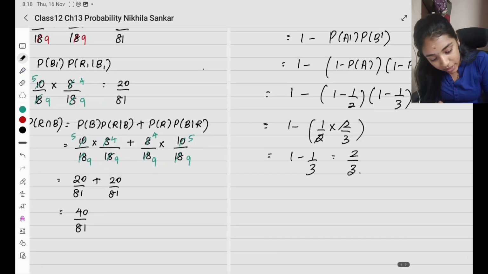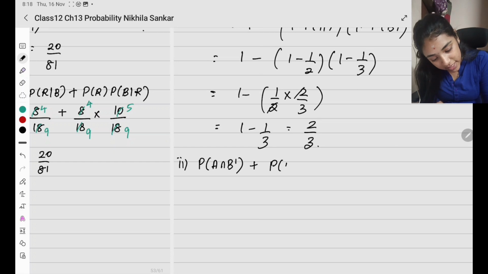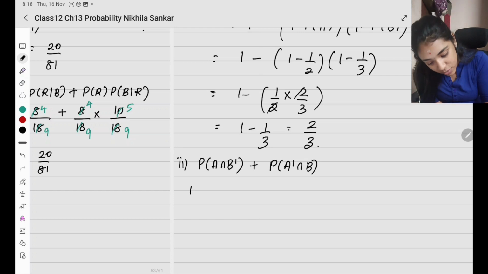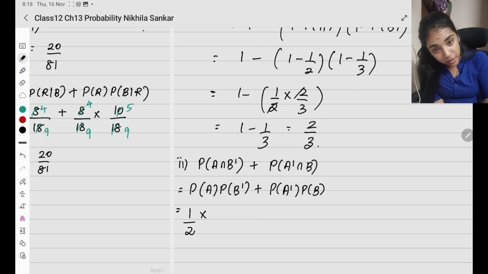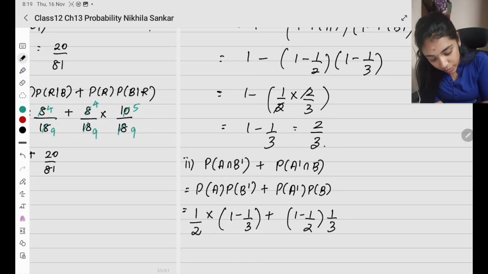So exactly one of them, what can we do? Exactly one of them is going to be probability of A solved but B did not solve plus probability that A did not solve and B solved. One solved, the other did not solve. So this is going to be probability of A times probability of B dash plus probability of A dash times probability of B. So probability of A stays as it is. This is going to be 1 by 2 times probability of B dash, which is 1 minus probability of B, plus probability of A dash is going to be 1 minus probability of A times probability of B, which is 1 by 3. So what do I have?